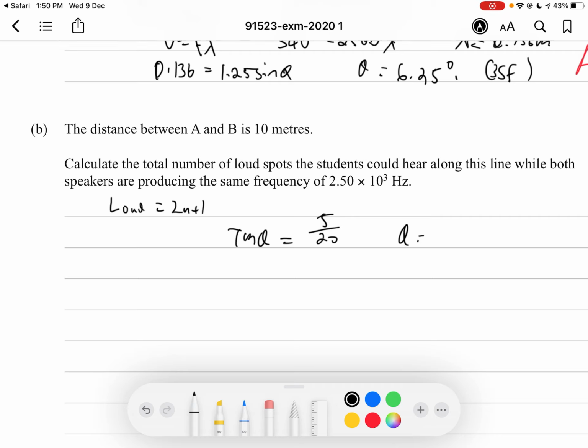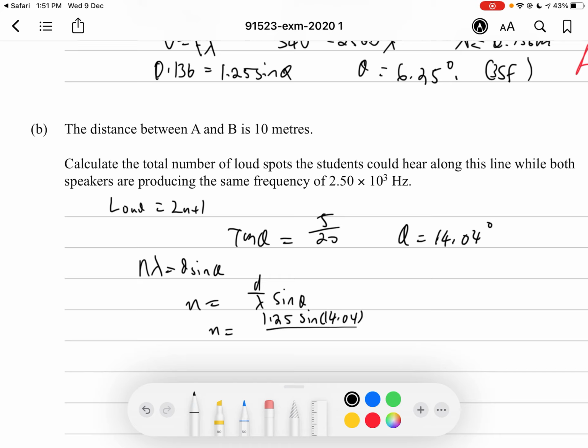Alright, so you should see that theta equals 14.04 degrees. Okay, so now we say that n lambda equals d sine theta. So n equals d sine theta over lambda. So for n, the distance is 1.25, sine of 14.04, all over the wavelength, which is 0.136.